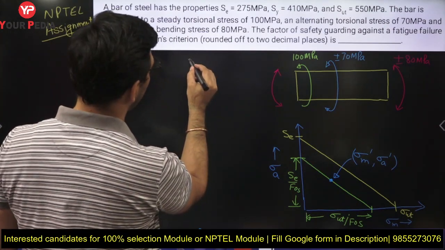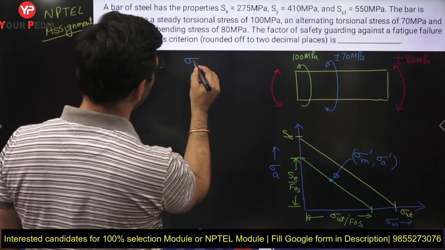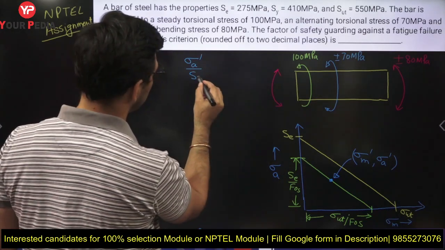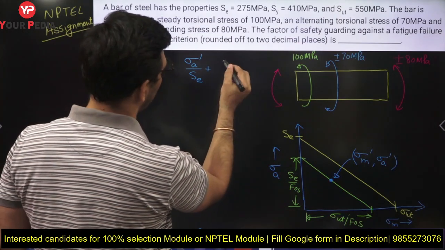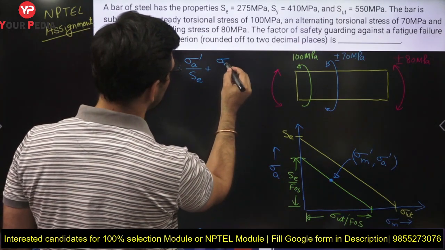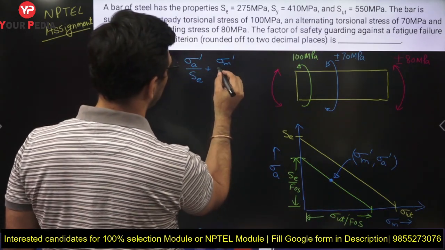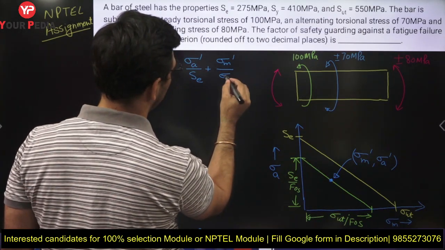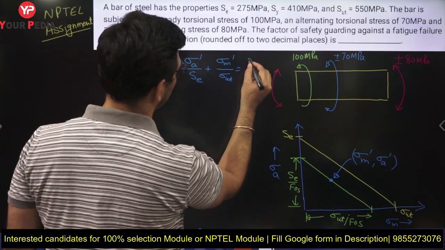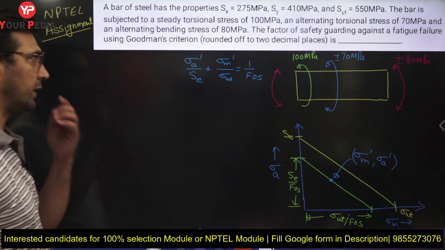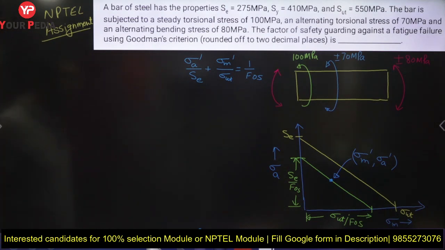So it will become sigma amplitude dash divided by what? SE, that is the endurance limit, plus we have sigma mean dash, intercept is over there, that is sigma ultimate, and since I have taken factor of safety, it goes to that side. Am I clear?